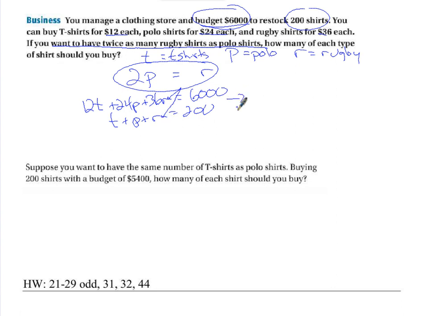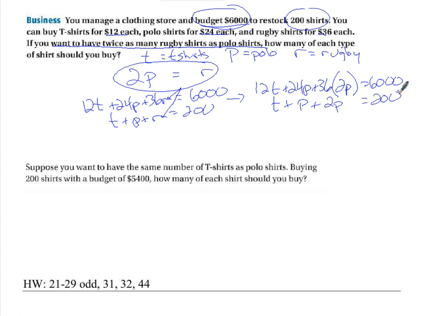So I'm drawing an arrow over, and I'm going to have 12T plus 24P plus 36 times R, which is 2P, equals 6,000. My second equation will be T plus P plus R, which is 2P, equals 200. Then I combine like terms. I get a new system of equations.